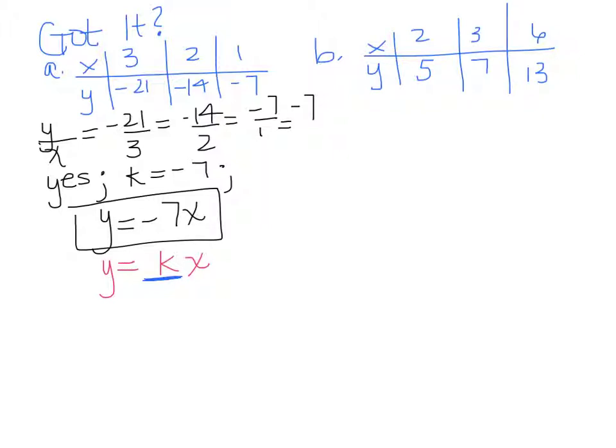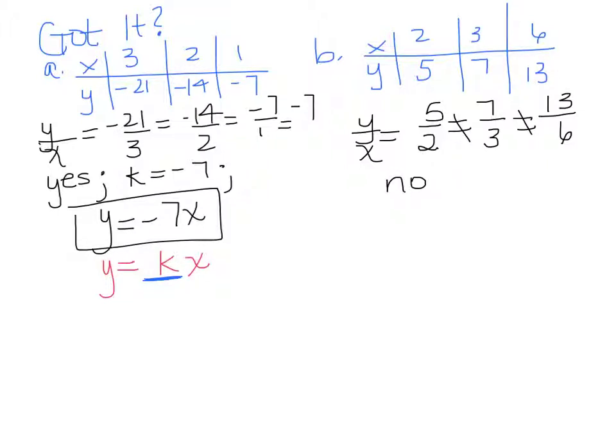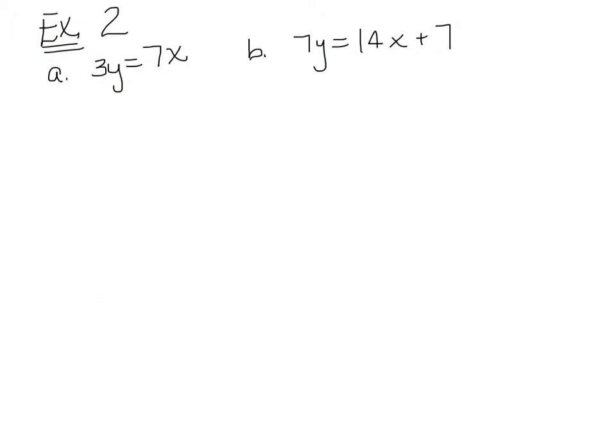Now, let's look at b. If you tried b, and you did y over x, you're going to get 5 over 2, 7 over 3, and 13 over 6. If you notice, these are not equal. Therefore, you would say no, y does not vary directly with x. So it won't always work, but you always want to check to make sure and try to see if there is a constant.